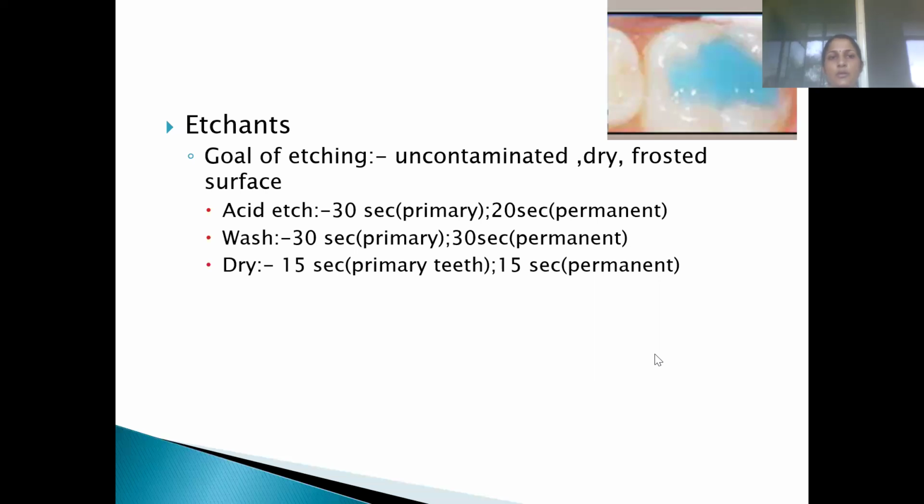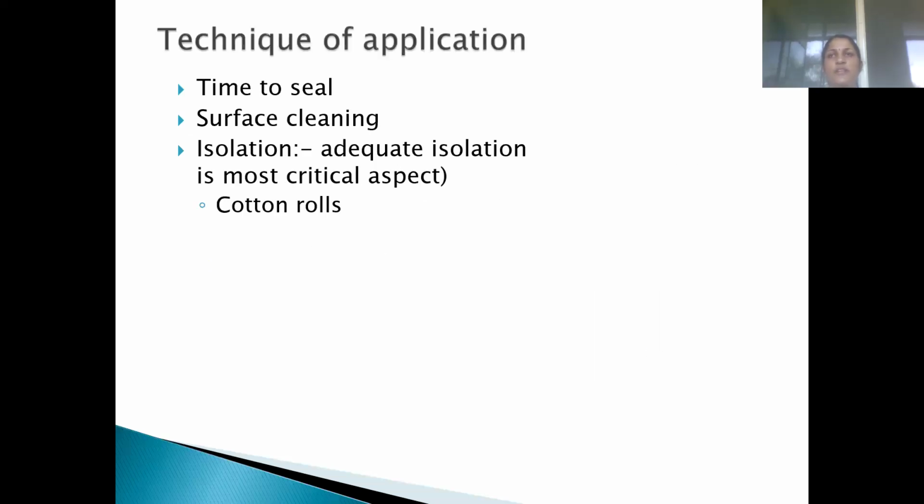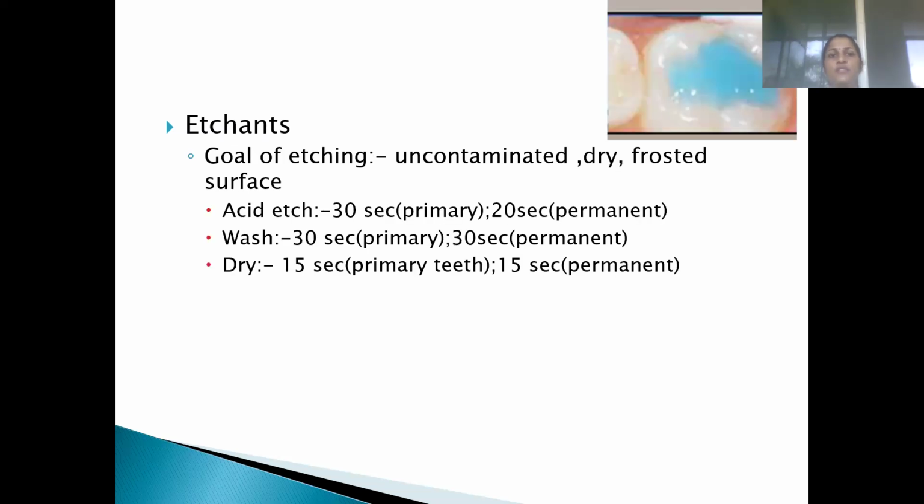Coming back to the procedure, isolation is a must, using cotton rolls, or we can go for rubber dam application. Now, etching: the goal of etching is to create microporosities, because pit and fissure sealants bond by micromechanical bonding. So the etchant is applied. Acid etching time varies depending upon the tooth: 30 seconds for the primary tooth and 20 seconds for the permanent tooth. Then wash off the etchant. That is 37% phosphoric acid. Then after that, you dry the tooth.